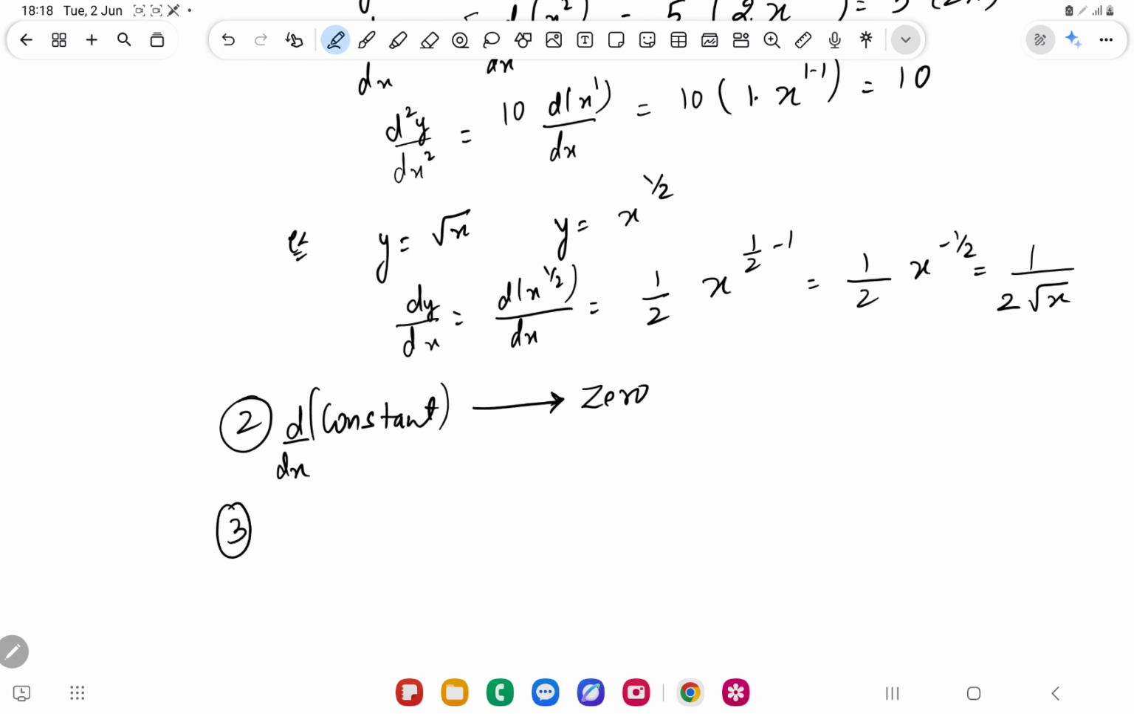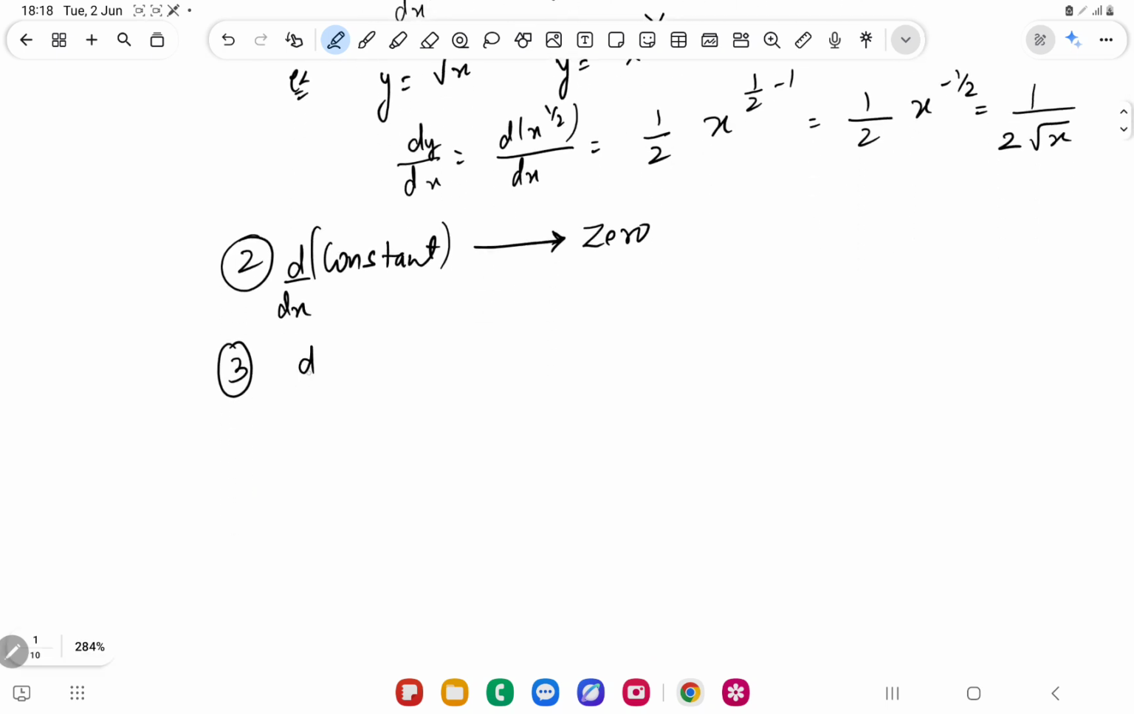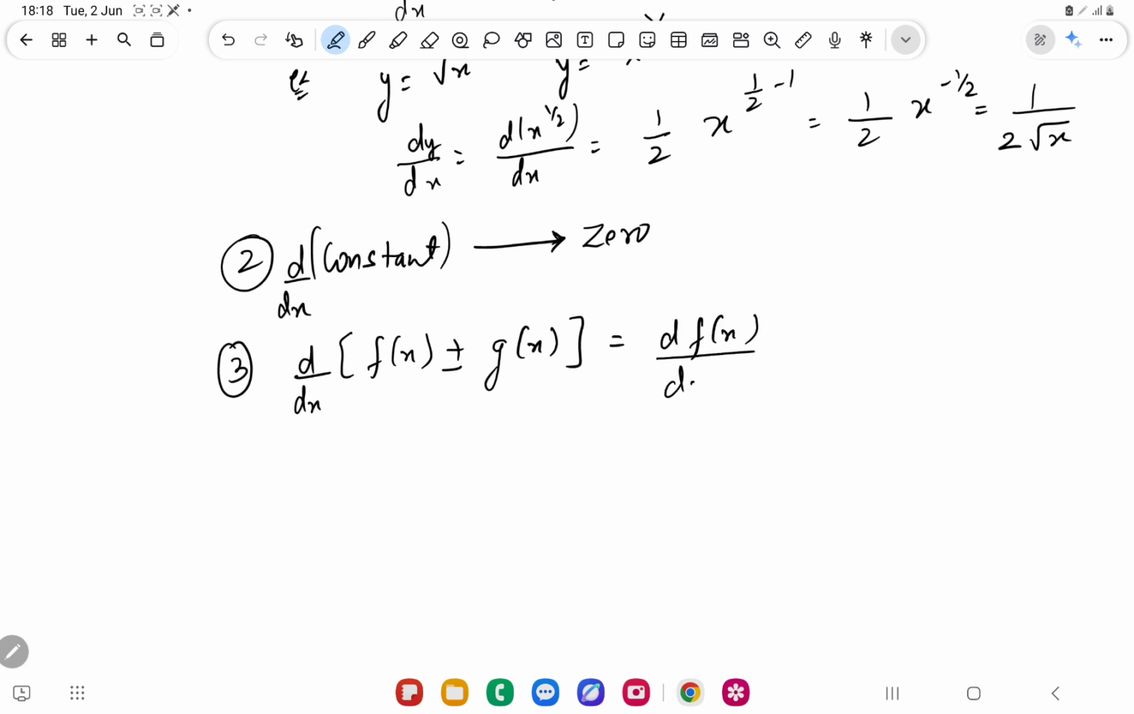Now the third rule is, if I am taking, let's say, d by dx of two different functions which are in either addition or subtraction, you can write it like this. You can open the bracket and find out the derivative of both like this, and then you can solve it easily.